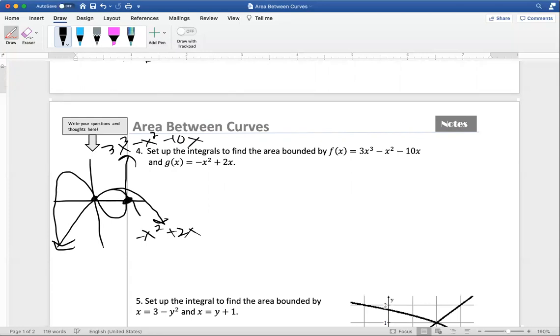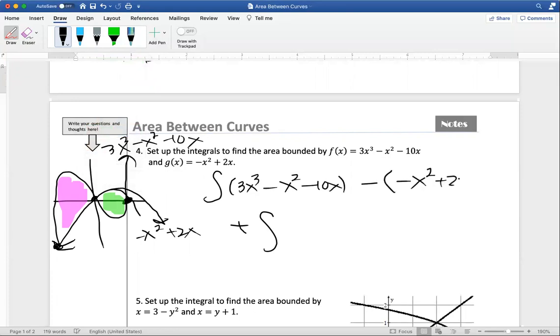Okay, so what you want to notice is that these have three intersection points. And again, I have this piece here where the x cubed piece is on the top, and I have this piece here where the x squared piece is on the top. So when I set this up, I'm going to have two integrals, and I'm going to add them up again. And I have this pink one where the x cubed is on the top, and this green one where the x squared is on the top.